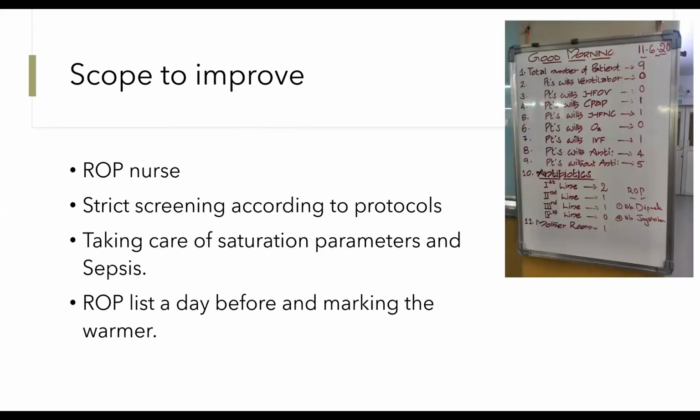So what are the scopes for improvement is, one is the ROP nurse. The concept of ROP nurse is key. We train one of the nurses about which babies will need a screening among the babies admitted to the hospital. They will define the date on which the baby needs a screening, so none of the babies miss the screening part. Okay, these sisters, these nurses will also make sure on the day when the ROP surgeon is coming, they will check a day before.